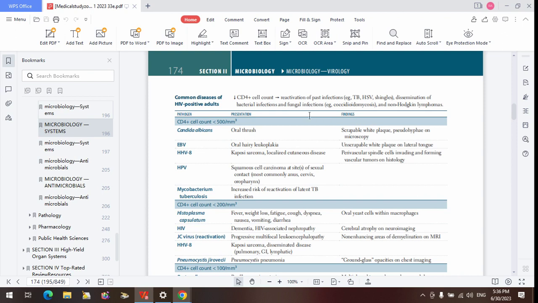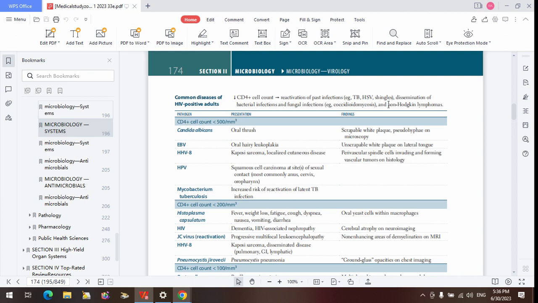So reactivation for type 3, or varicella zoster, will be what? Shingles. The neurologic one is the complication. When the varicella is becoming reactivated, they will come as shingles.